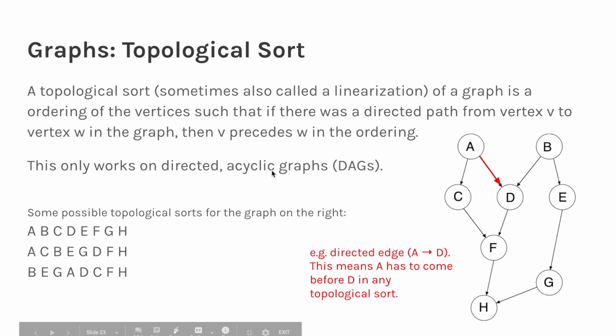And it has to be acyclic, because if you have a cycle, say we had an edge from C to D, or it doesn't matter, if you had a cycle, then there's no concept of which node comes before another node in a cycle, right? So some possible topological sorts for the graph on the right would be listed here. If you take any of them, you can look at any of the edges in the graph and see that the first node in the edge comes first in the topological sort. But as you can see, there are multiple possible answers for a topological sort.